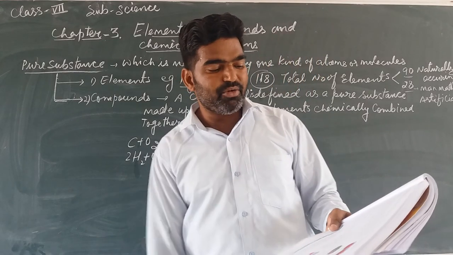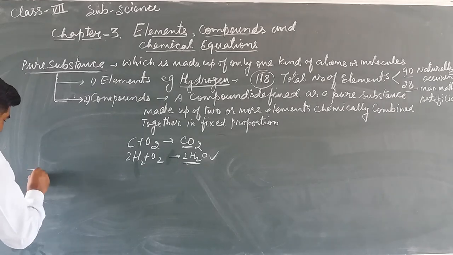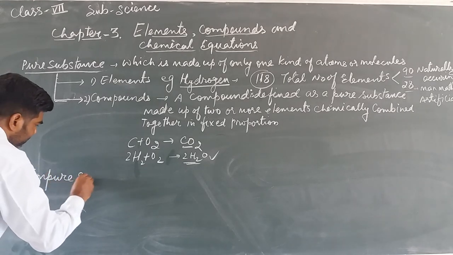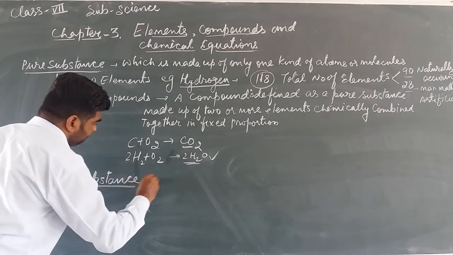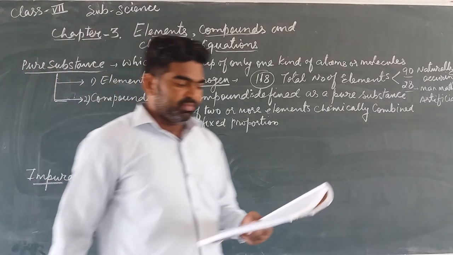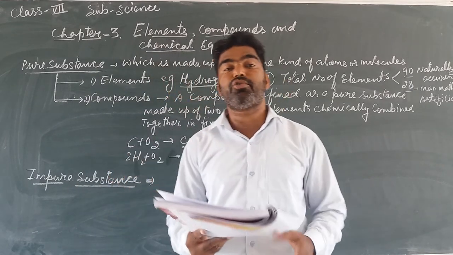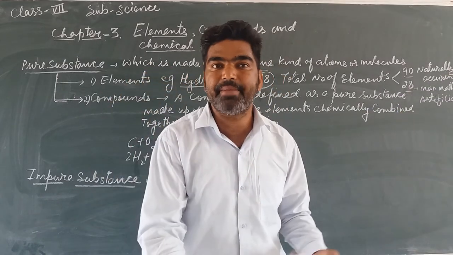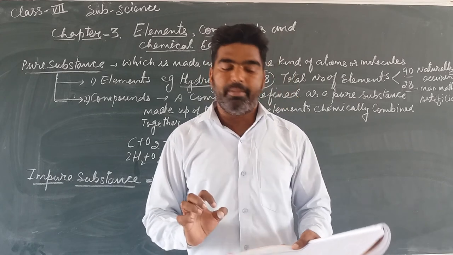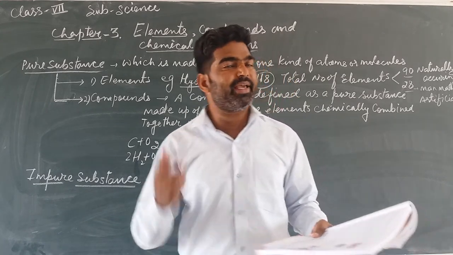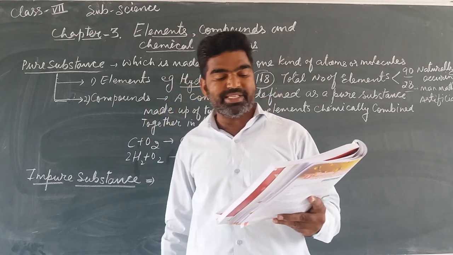Okay, now next we are going to discuss impure substances. ठीक है, नाउ नेक्स्ट इम्प्योर. So impure substances are made up of two or more different kinds of molecules or atoms. यानि दो या दो से ज़्यादा different types के molecules या atoms जब combine करेंगे तो mixtures बनेगा. तो उस mixtures को अपन कहेंगे as an impure substance. These are called mixtures.